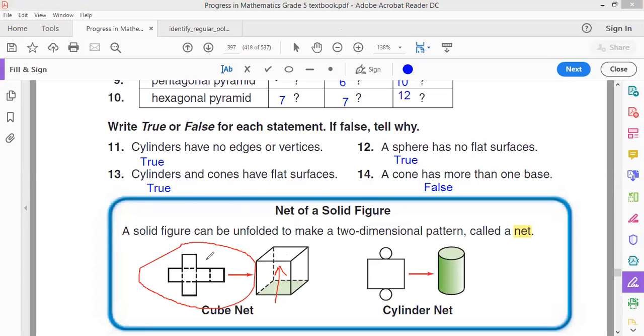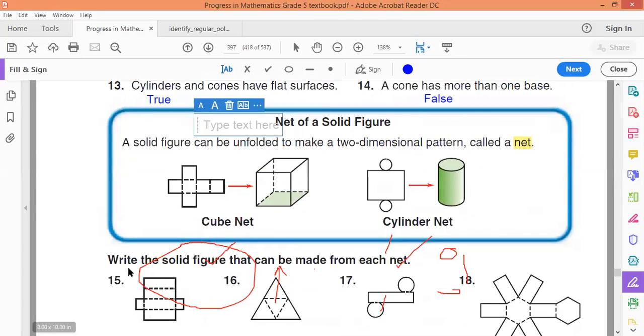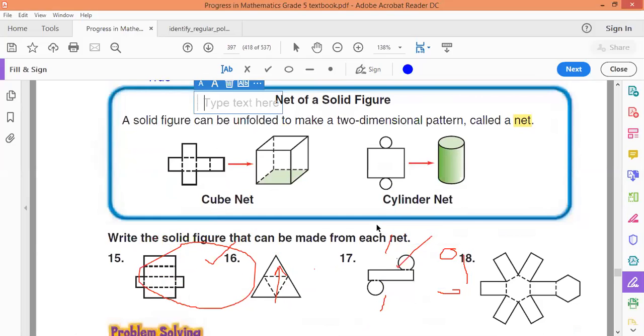Look at there. This is a net of a cube. And in the cylinder, look at there. Upside, it's a circle. Downside, it's also a circle. It's a flat surface. When you cut it and open it, it will be like this. So it has got circles and also a square or a rectangle. We call it a net. It's like this, just an opened shape. Okay, write the solid figure that can be made from each net.